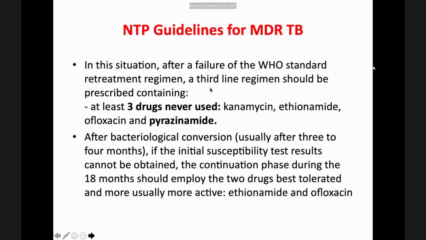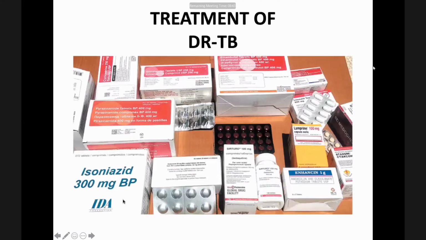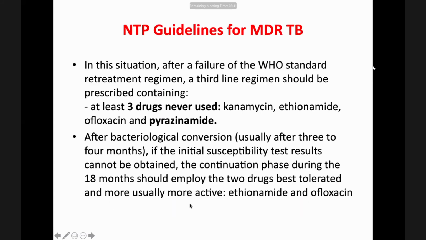So what are the NTP guidelines for MDR-TB? In this situation, after a failure of the WHO standard retreatment regimen, a third line regimen should be prescribed containing at least 3 never used drugs like kanamycin, ethionamide, ofloxacin, and pyrazinamide. After bacteriological conversion, usually after 3 to 4 months, if the initial susceptibility test results cannot be obtained, the continuation phase during the 18 months should employ the 2 best tolerated drugs. Okay, so this is how you are going to treat.